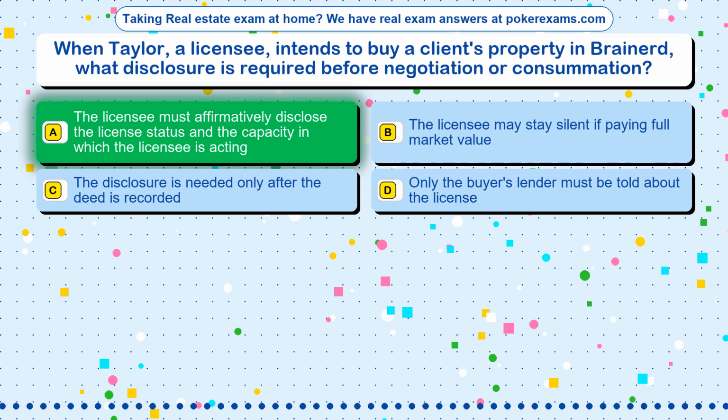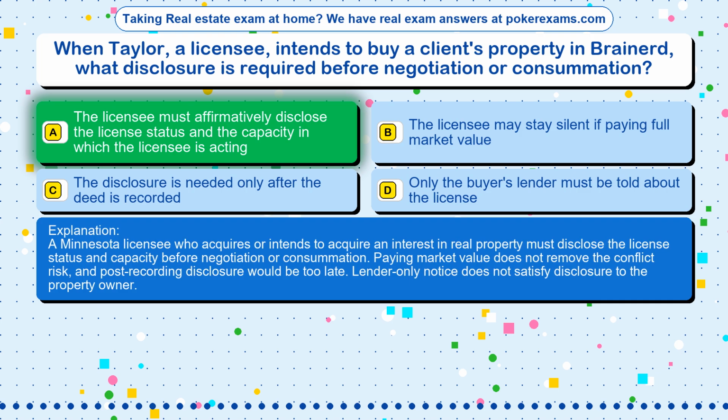The correct answer is option A. The licensee must affirmatively disclose the license status and the capacity in which the licensee is acting. A Minnesota licensee who acquires or intends to acquire an interest in real property must disclose the license status and capacity before negotiation or consummation. Paying market value does not remove the conflict risk, and post-recording disclosure would be too late. Lender-only notice does not satisfy disclosure to the property owner.